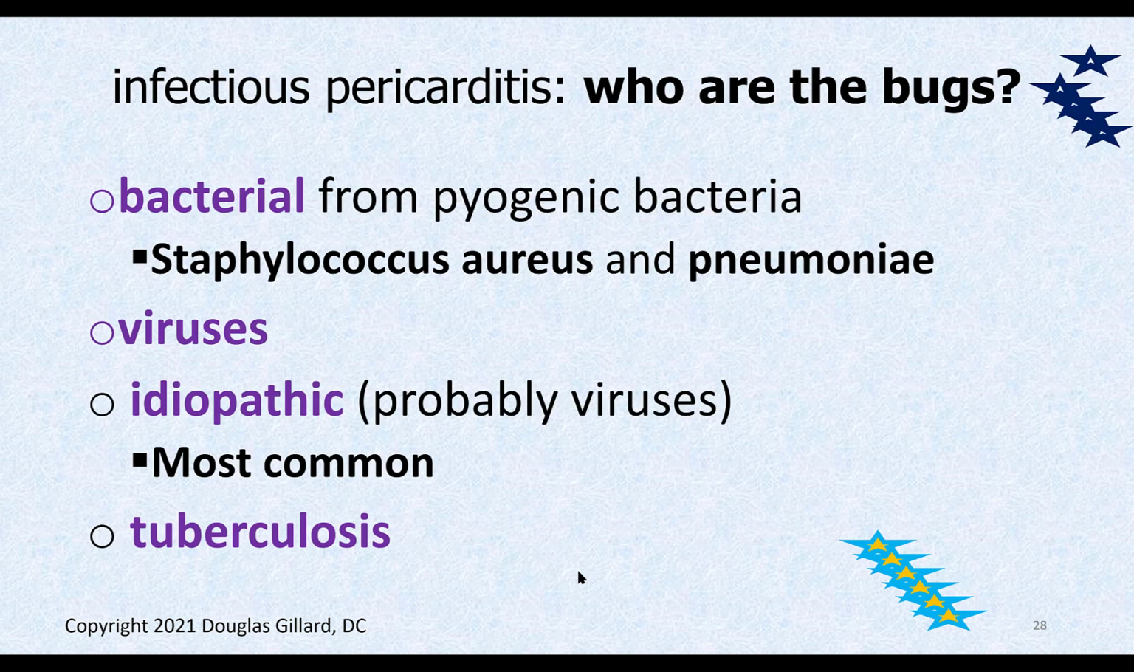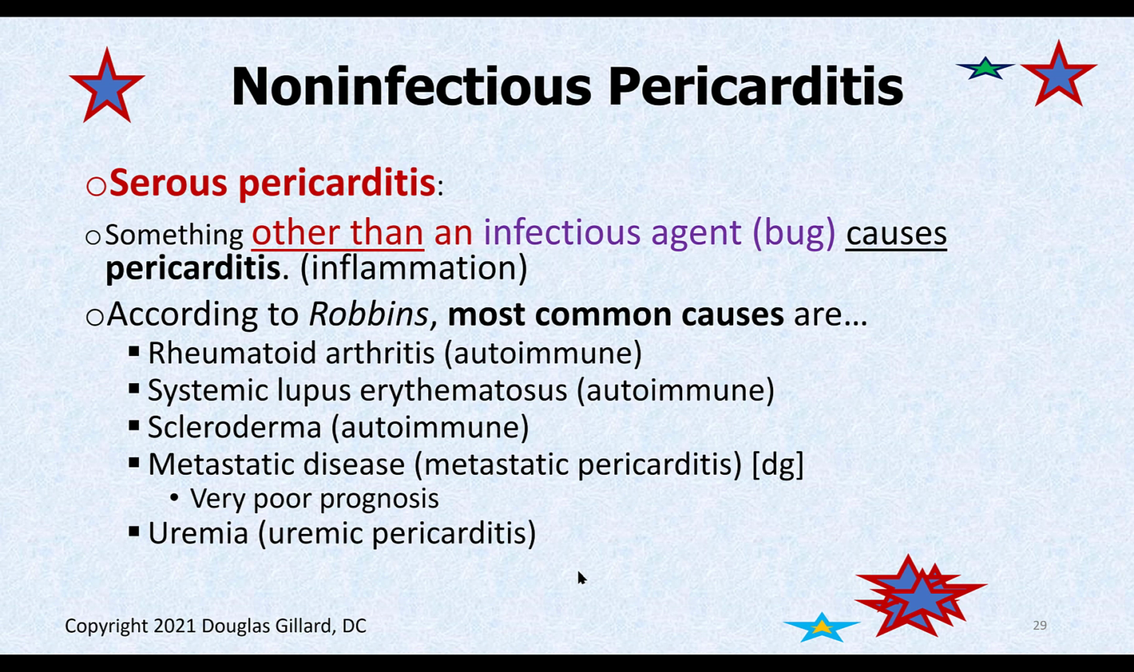Who are the bugs? Bacteria, from pyogenic bacteria like Staphylococcus aureus, that menace. Pneumonia, bunch of them. Those are the big ones. It could be a virus, could be idiopathic, meaning we don't know what caused it, but it probably was a virus that, for whatever reason, escaped the biopsy results. In fact, idiopathic is the most common cause of pericarditis. They go drain some fluid out of the pericardium, culture it, there's nothing there. Tuberculosis is another one that can cause it, more in third world countries.